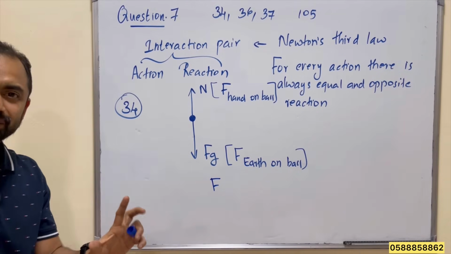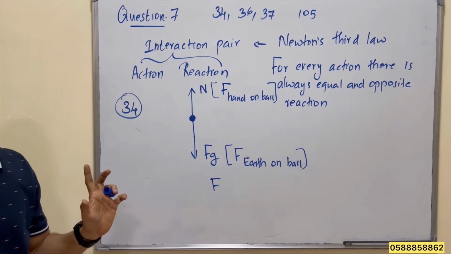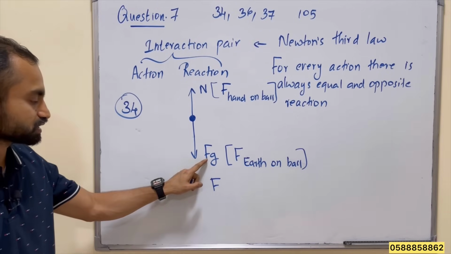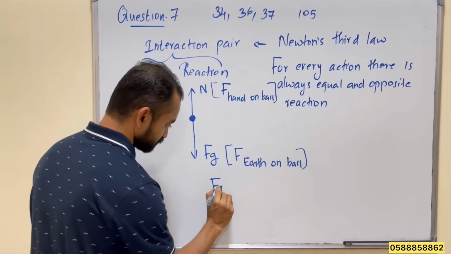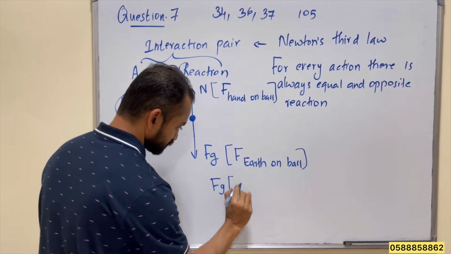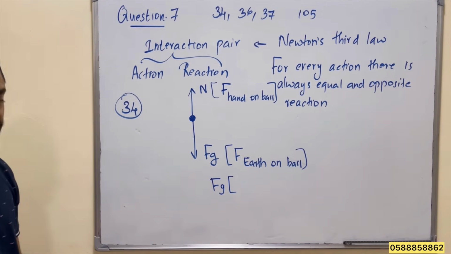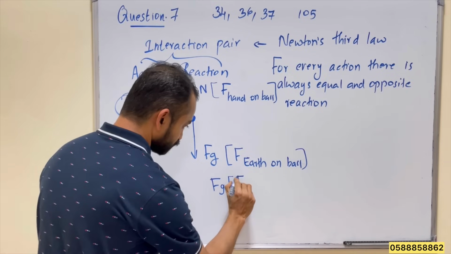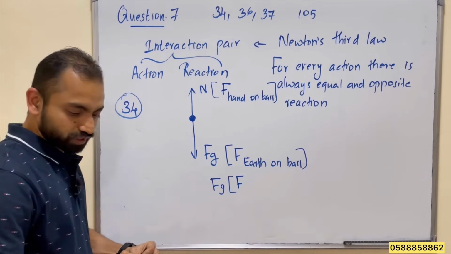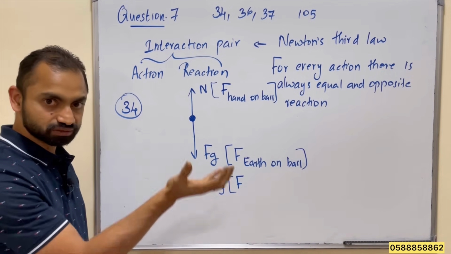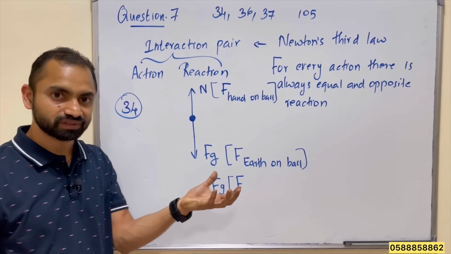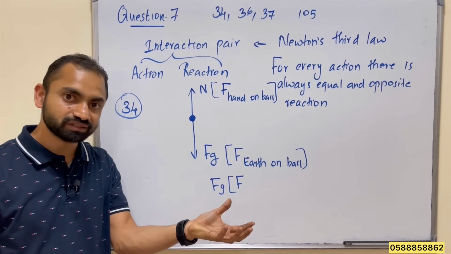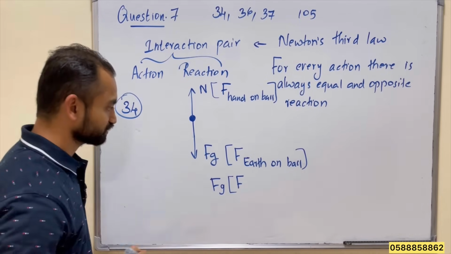It will be of the same type, right? The force will be of the same type. If this is gravitational force, this will also be gravitational force, F. Earth is attracting the ball downward, right? So what is the reaction? The ball will attract the Earth in the upward direction.